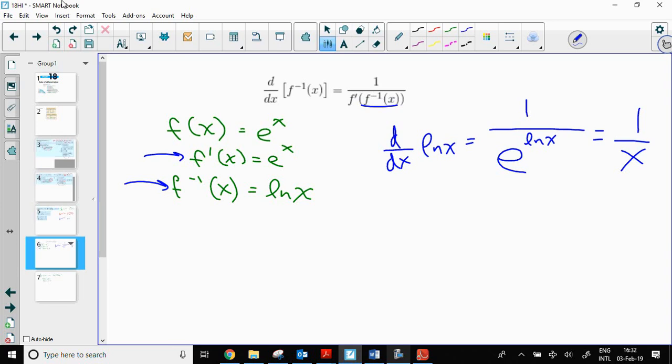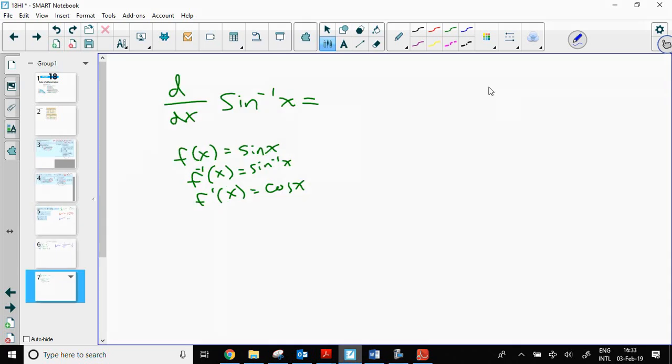Let's look at one more. We'll do arc sine. So my original function is sine. The derivative of sine is cosine. So taking the derivative of arc sine, that's going to be 1 over the derivative of sine, which is cosine, so it's going to be cosine of arc sine of x. Well, what is that?